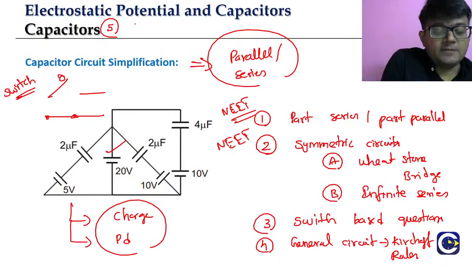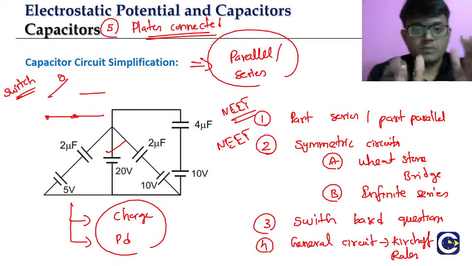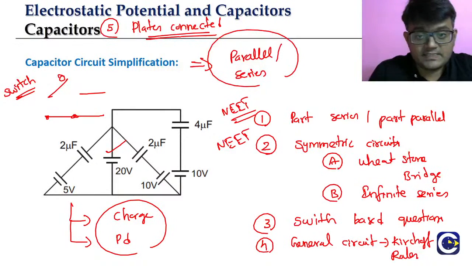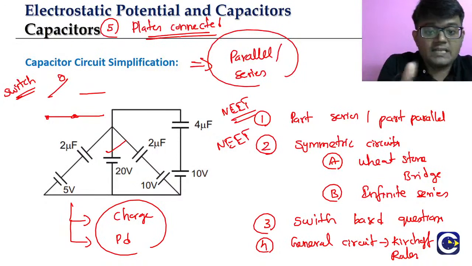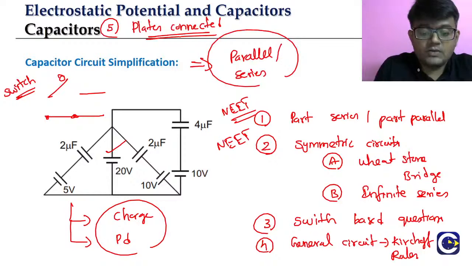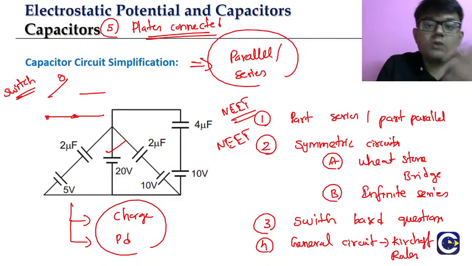Fifth category என்ன தெரியுமா, plates connected. So the problem la paatha they will not give us any capacitors. Capacitor மாதிரி கொடுக்க மாட்டாங்க. They will give us what, plates. ஒரு 4-5 plates இருக்கும். They will be connecting 2 plates here and 3 plates there, அந்த மாதிரி connections இருக்கும். அதுல இருந்து we have to frame the capacitor circuit.